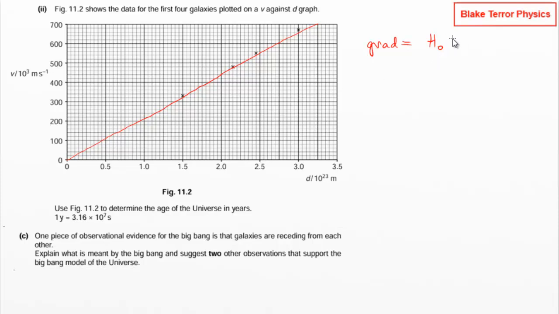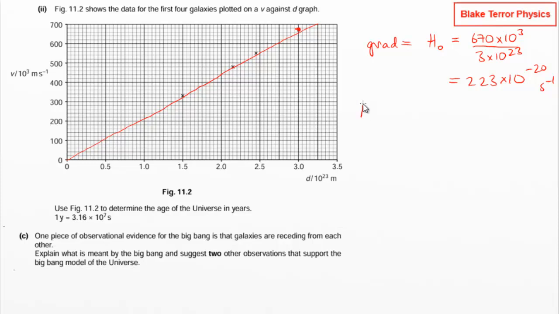So that's what we want to work out. I'm just going to go off a triangle based on this point at the top. It's about 670 times 10 to the 3. That's our change in y. Change in x is 3 times 10 to the 23. So that is giving 223. This one you can do in your head, which is quite okay. Times 10 to the 20, and that's seconds to the minus 1.